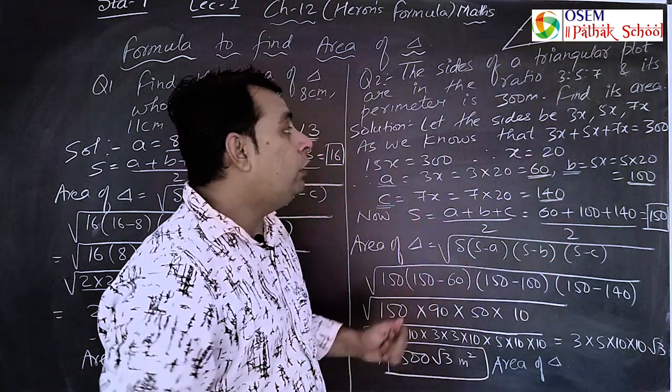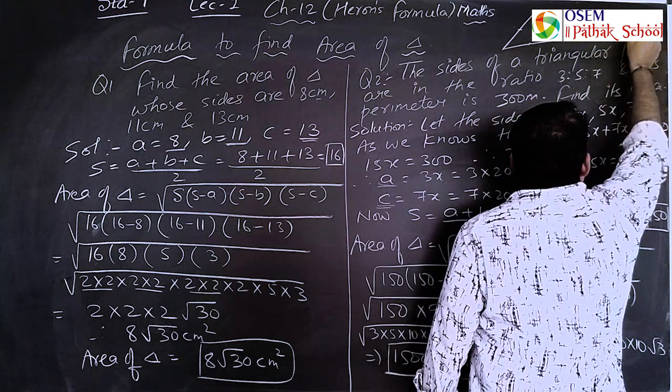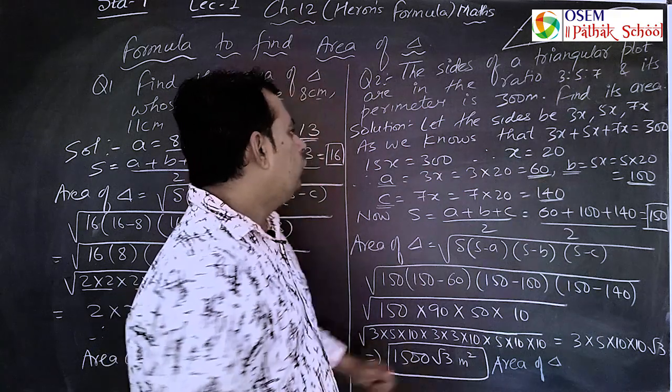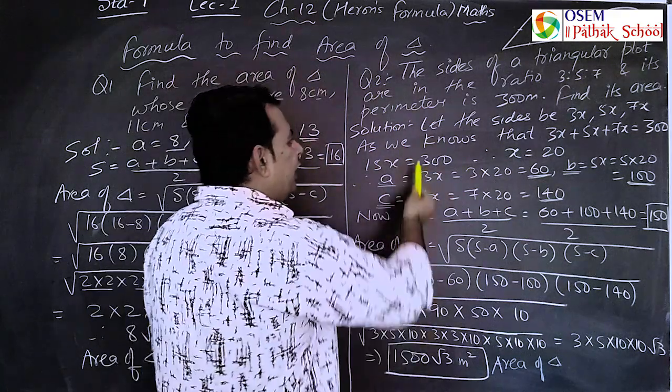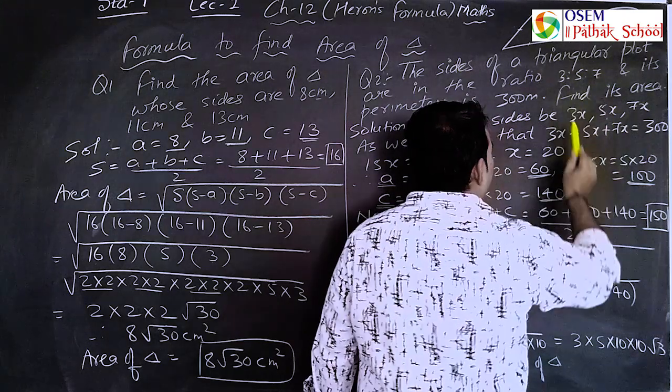Now we have to find the area, and the entire perimeter is 300. We have been given the perimeter of 300. If we add the three sides, we get 300. So find the area. Let the sides be 3x, 5x and 7x, because it is a ratio.